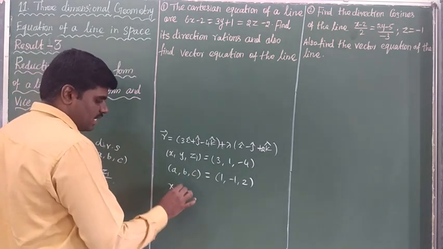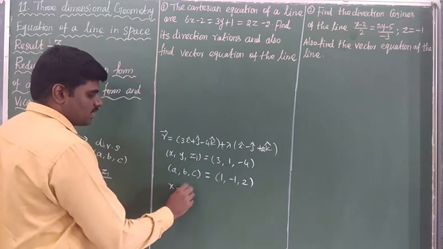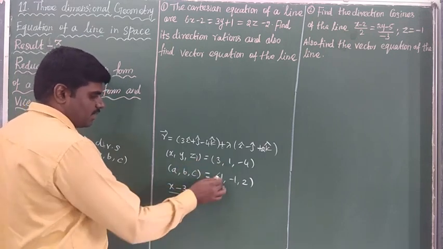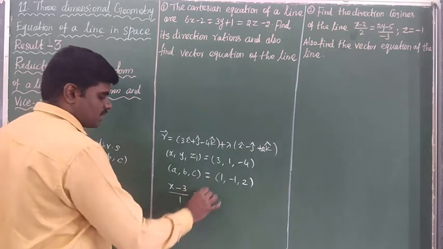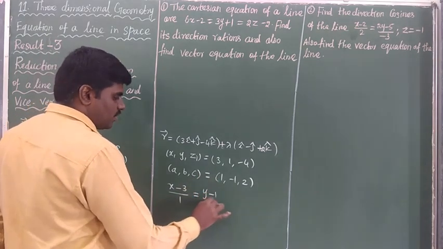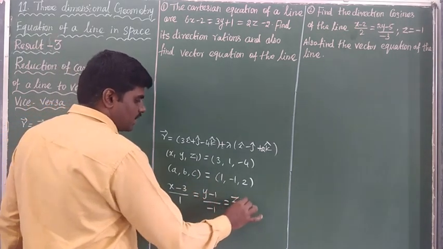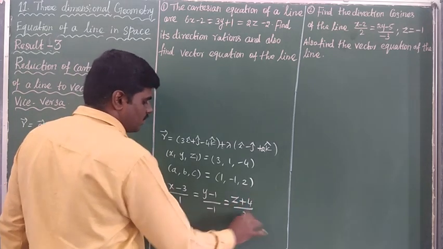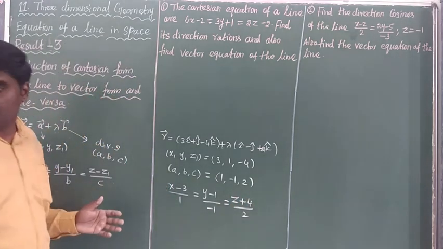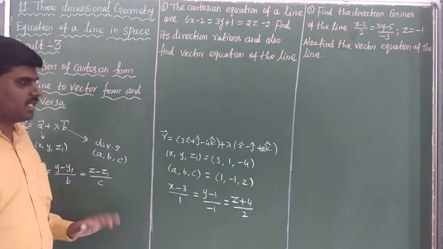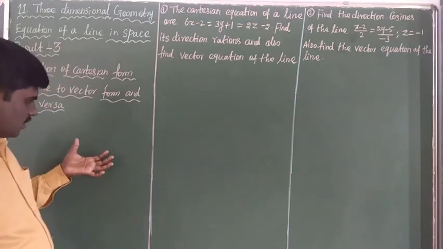So, how to convert to Cartesian form? What's the format? x minus x1. Here, x minus x1 is x minus 3, divided by the ratio 1, is equal to y minus 1 divided by minus 1, is equal to z plus 4 divided by 2. This is the vector form to Cartesian form conversion. Clear?